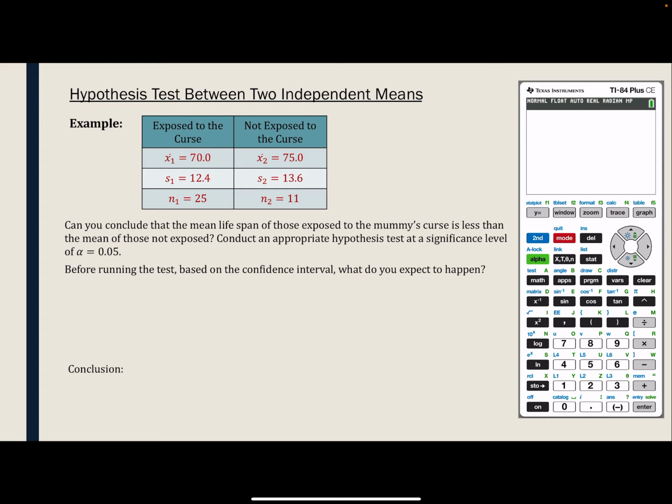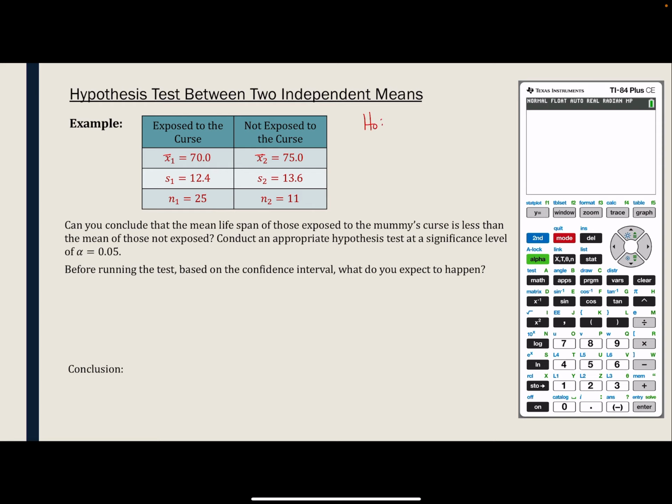So writing the hypotheses for this, let's look at the question first. It says, can you conclude that the mean lifespan of those exposed to the mummy's curse is less than the mean of those not exposed? Notice that I assigned x bar 1 to those who were exposed and x bar 2 to those who are not exposed. So when it says less than, I can just follow that symbolism.